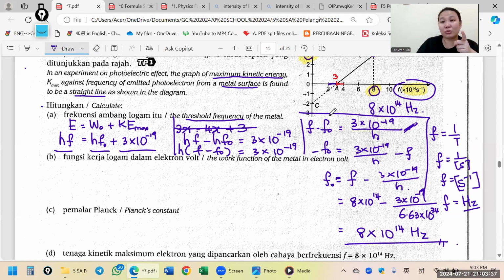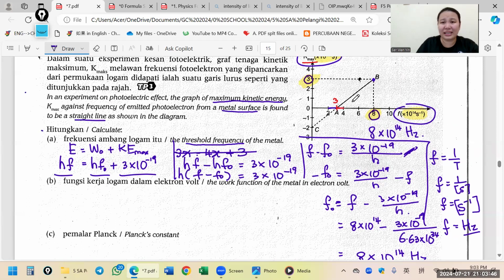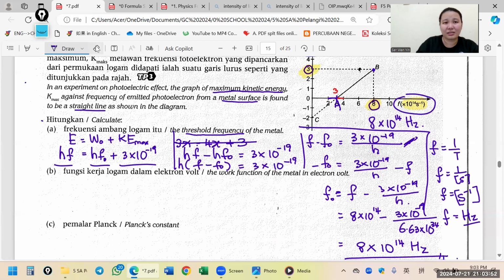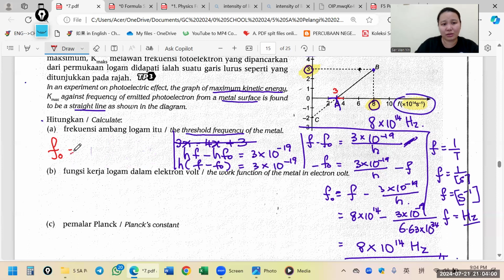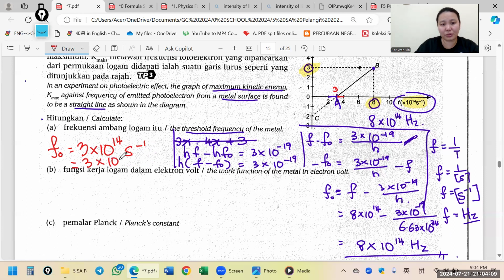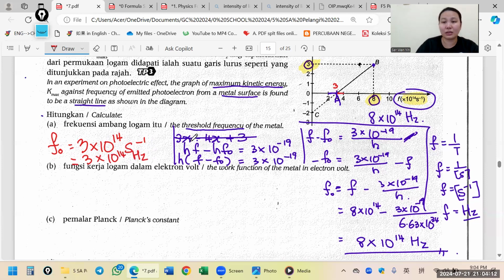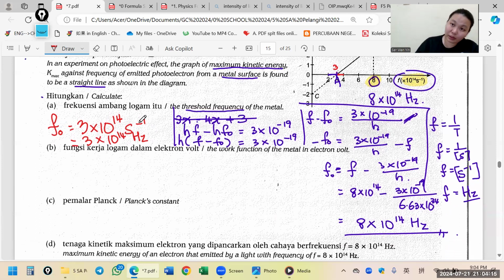Actually, no need to calculate, just see from the graph. Maybe I feel it's not at the center, but actually it's at the center. So in the exam, A is 3. No need for so much. The answer should be just 3. Threshold frequency is 3 times 10 to the power of 14 s to the power of negative 1, which means 3 times 10 to the power of 14 hertz. Either per second or hertz is fine.